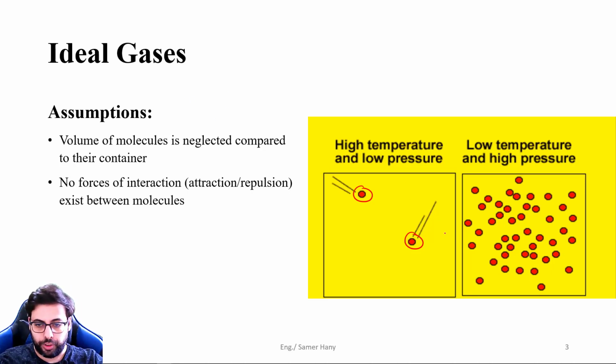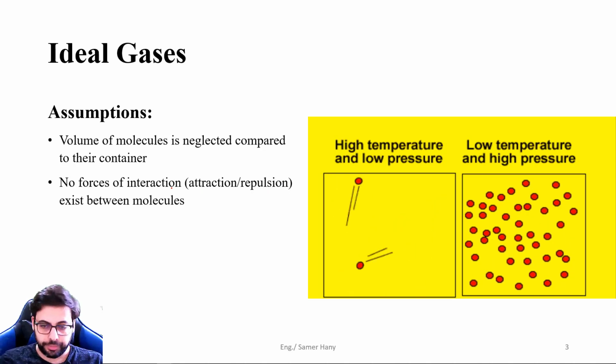This is as opposed to the example on the right, where we have too many condensed molecules in the container. So we cannot ignore the total volume of the molecules here in comparison to the total volume of the container, because they take up a decent percent of the total volume. And of course, since they are so close together, we cannot neglect the interaction forces between them. They will interact with each other, and there will be some electrostatic or intermolecular forces between them, whether attraction or repulsion between the molecules.